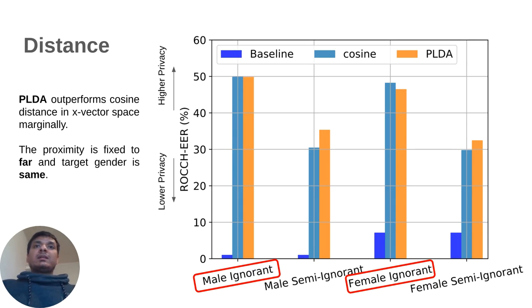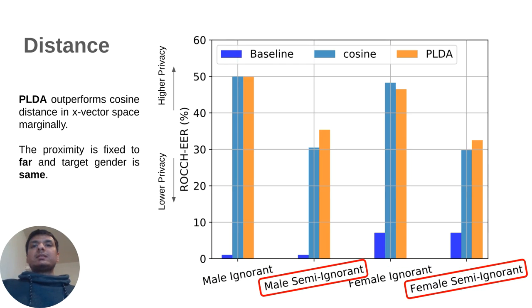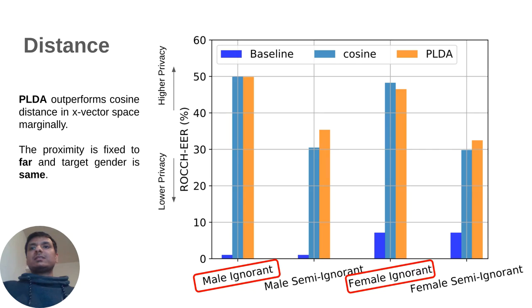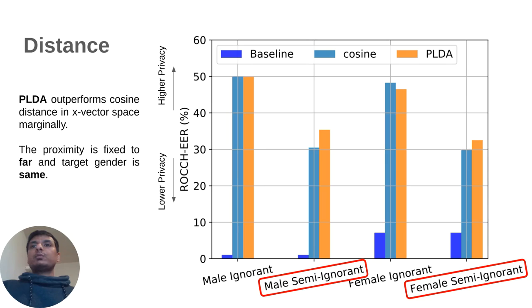And I may also say that a higher equal error rate indicates that the attacker is not able to find the speaker's identity, and hence it's the target for higher privacy. And lower equal error rate means lower privacy. So if we look at the first and third group, it indicates the ignorant attacker. The second and fourth group indicates the semi-ignorant attacker.